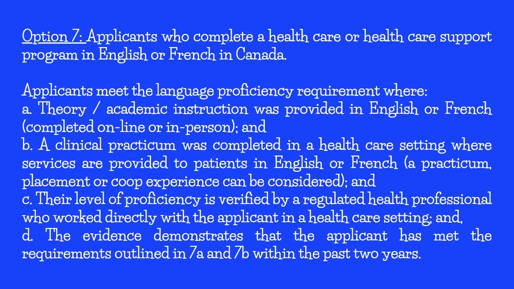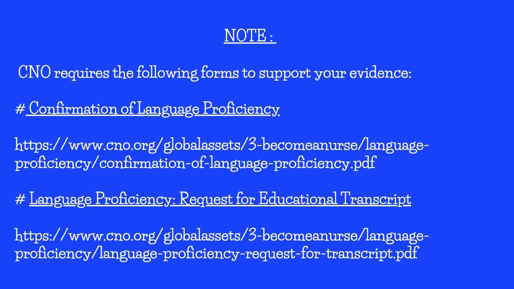And the level of proficiency is verified by the regulated health professional who directly worked with the applicant in the healthcare setting. And the evidence demonstrates that the applicant has met the requirements, that is the A and the B part, that is the theory and the clinical part, within the past 2 years, right? So earlier we have discussed the additional nursing education. Apart from that, if you have done some other healthcare program, that can also be used as evidence to prove your language proficiency, right? So in this case, the CNO requires your confirmation of language proficiency form as well as your language proficiency request for educational transcript form. So you have to attach both these forms.